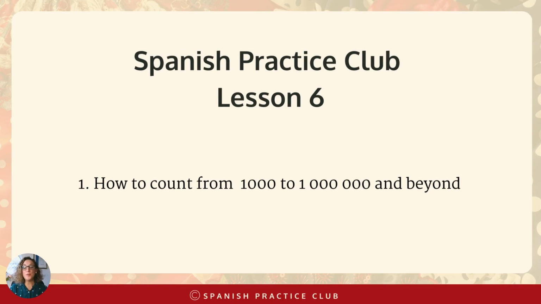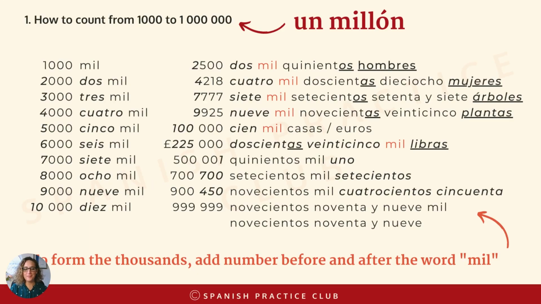How to count from 1,000 to 1 million and beyond in Spanish. To form the thousands in Spanish, all we need to do is add the full number before and after the word mil. I will explain in more detail how that works.